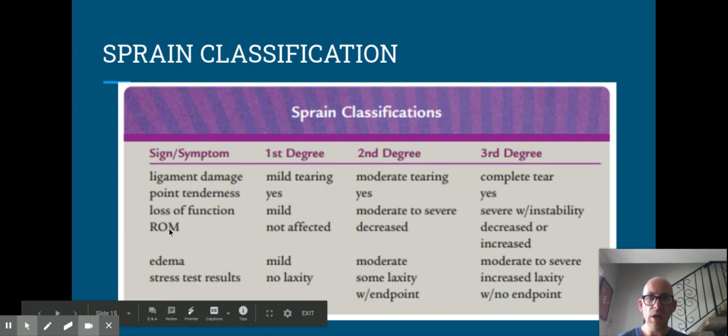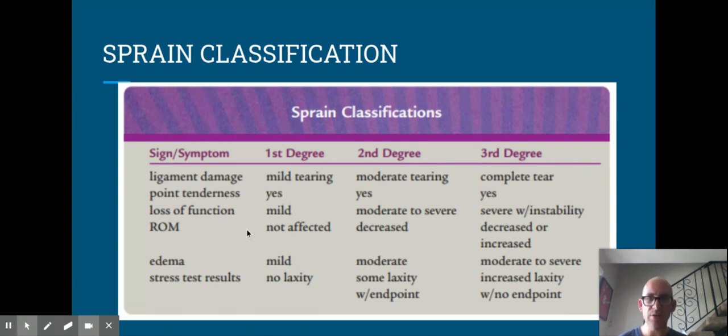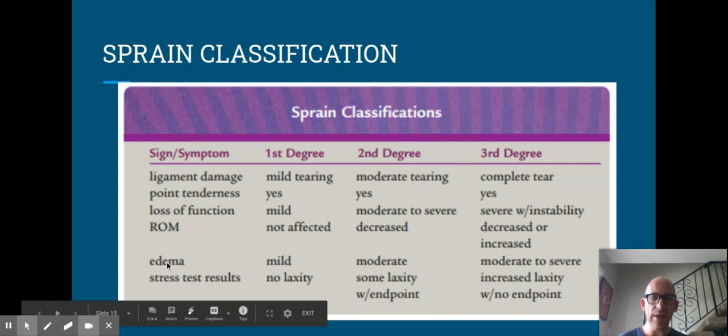Range of motion, we're going to see increasing severity, right? So range of motion isn't affected on a first degree. Second degree, we see some decreased. And then with third degree, it's either going to be really decreased because the joint completely seizes up, or it's going to be increased because the ligaments have snapped and now it can just move without anything holding it back. Edema means swelling. So again, we're going to see a gradual increase in swelling as we move from first to third degree.